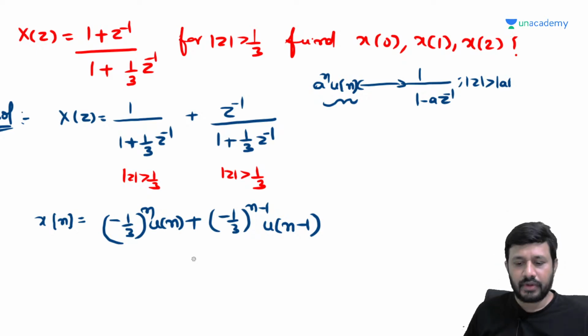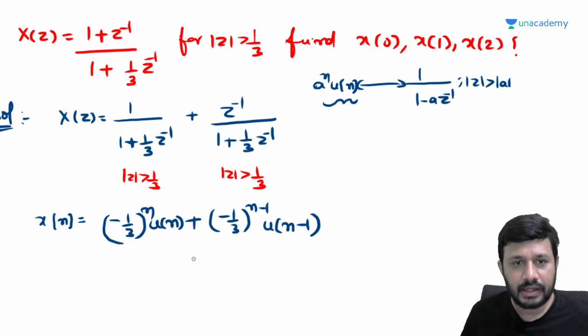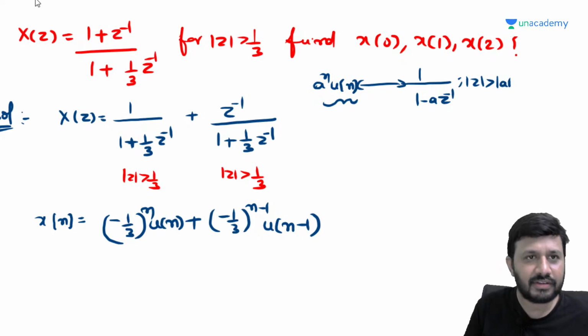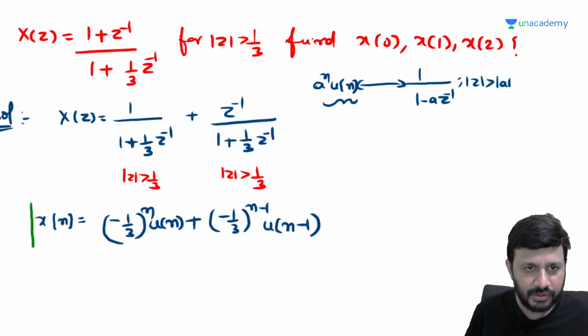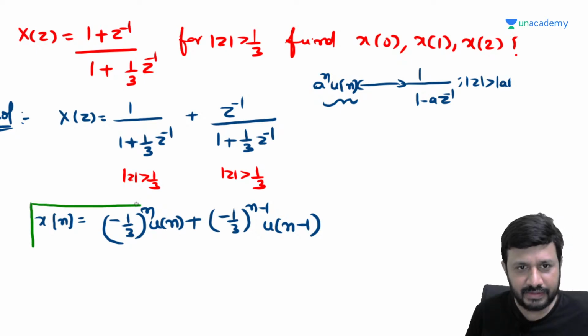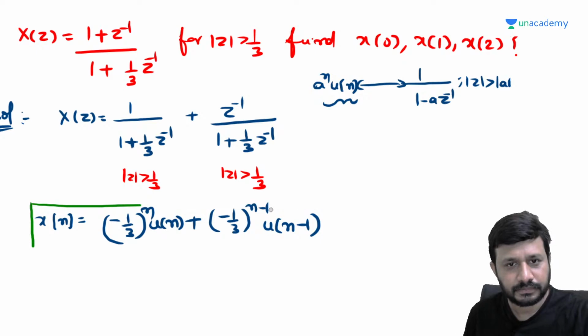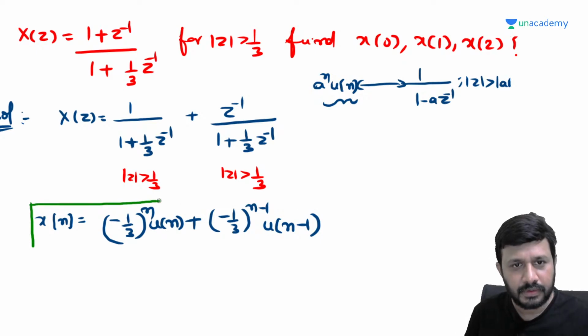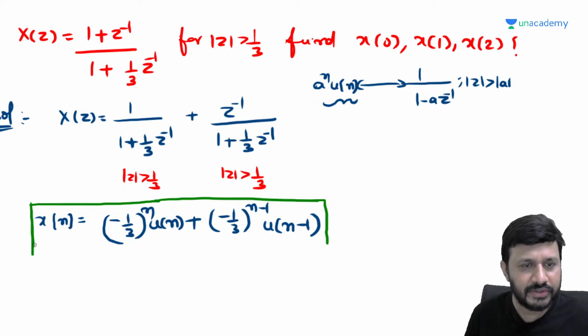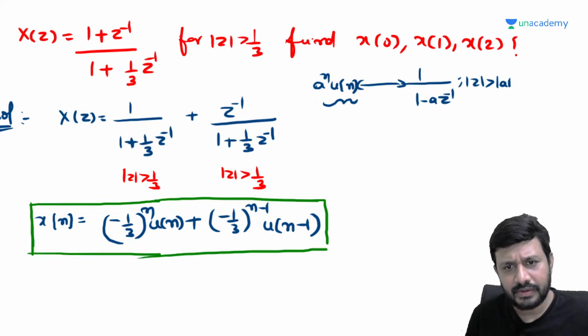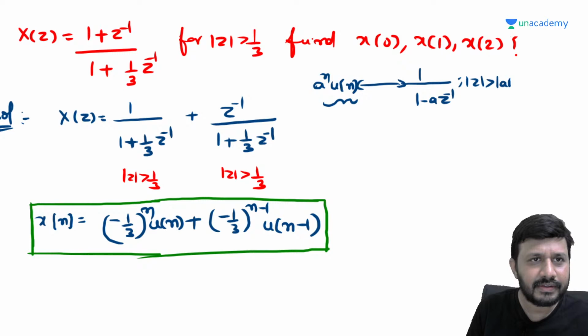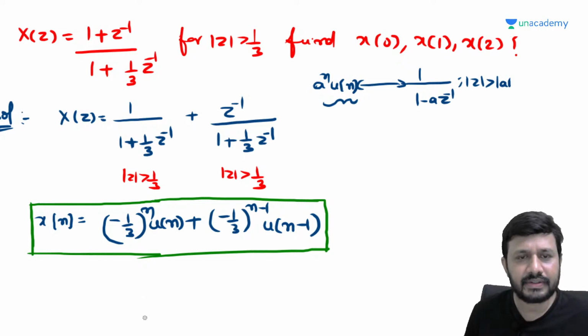X of 0 is not 0, Fazal. Please verify. This is the signal x of n. Forget about x of 0, x of 1, x of 2. First of all, you must get the signal x of n. There is a method called long division also, with which we will get the same answers. We will discuss that method later. But as we are discussing the time shifting property, try to get the answer using the time shifting property.